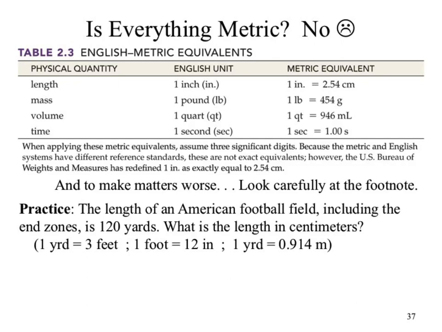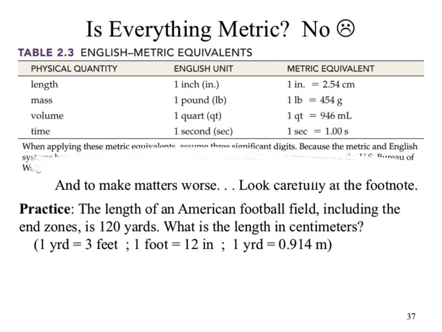When we convert between English and metric, we now have this added bonus of not being powers of 10. 1 inch is 2.54 centimeters. That's not a power of 10. It's not even a power of 2.54. Mass, 1 pound, 454 grams. 1 quart, 946 milliliters. 1 second, thankfully, is 1 second. They're kind of dicks on that one.